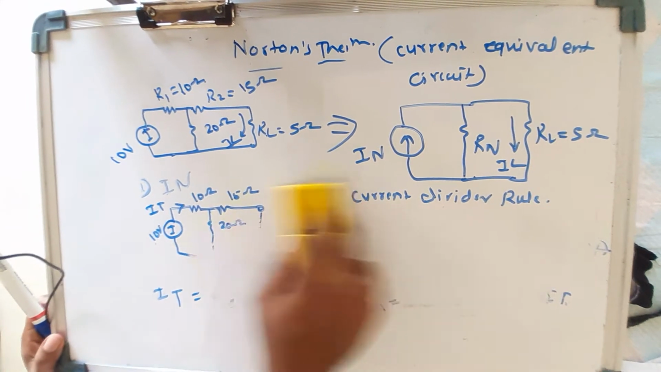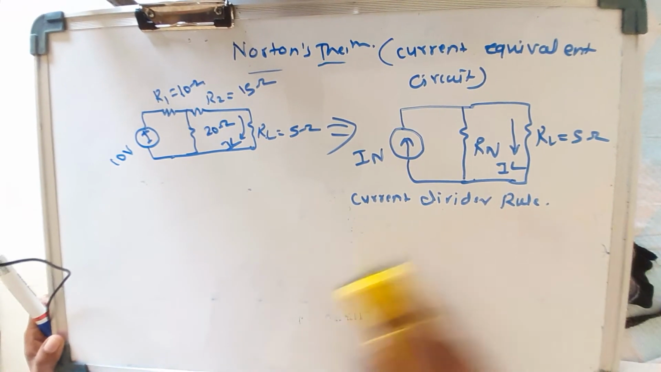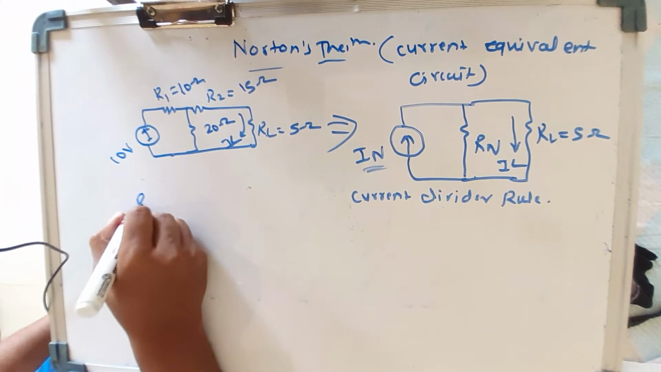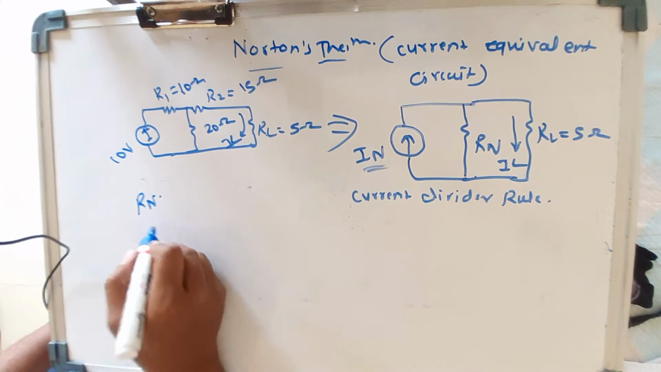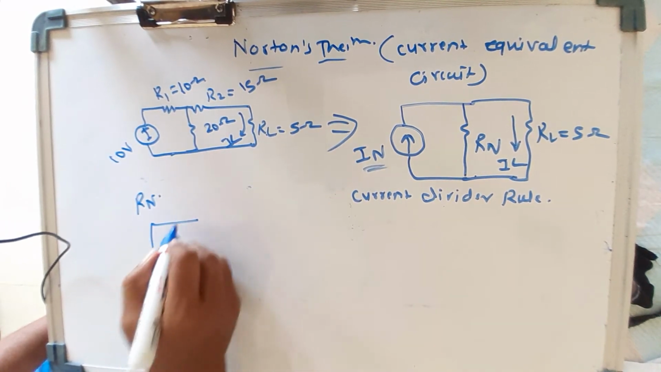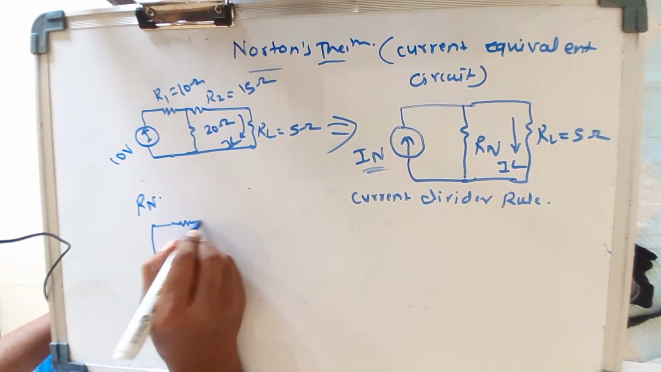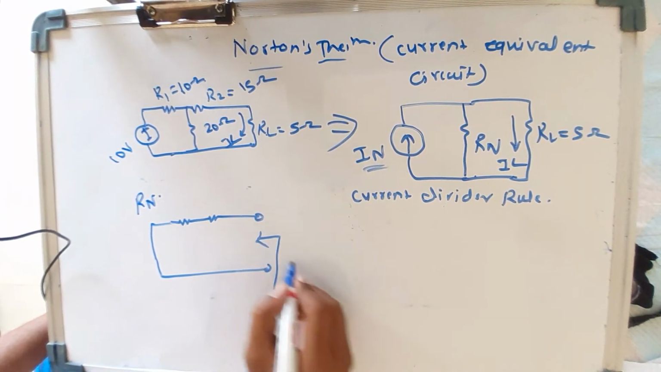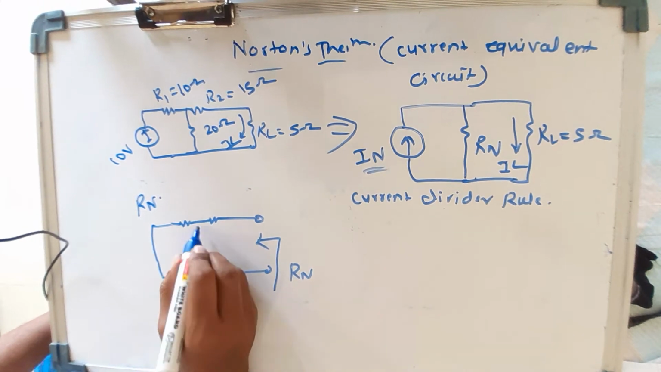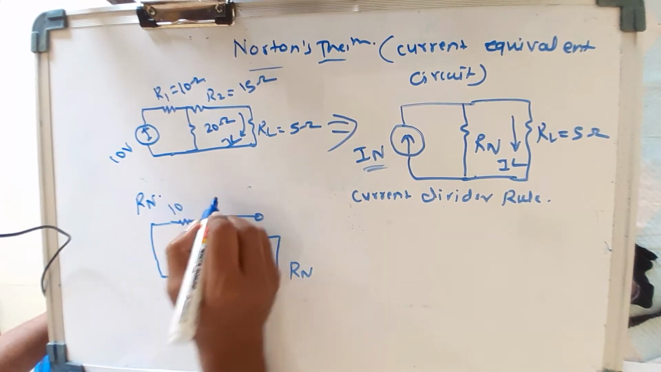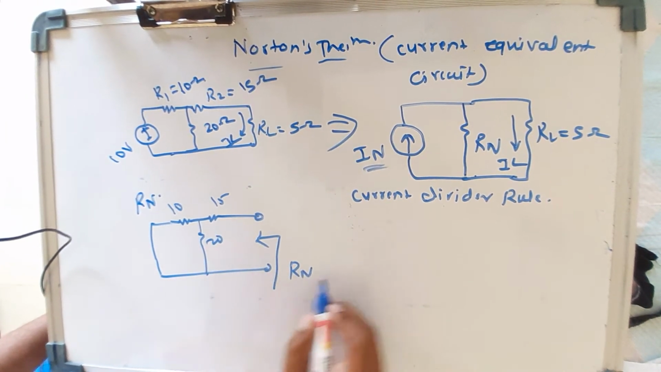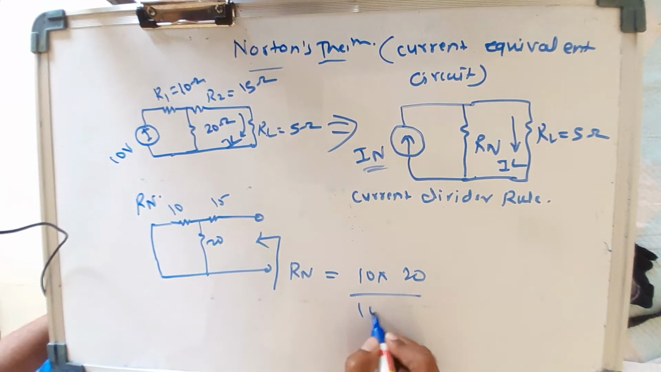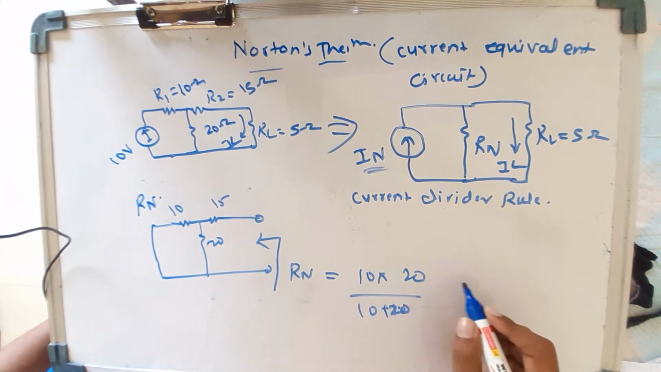Whatever value you get, just put it here. Now we have to find the value of Rn. For Rn, short the voltage sources and open the load terminals. So from this one I have to find Rn. Here we have 10, 15, 20. So Rn equals, just check it, 10 into 20 divided by 10 plus 20.